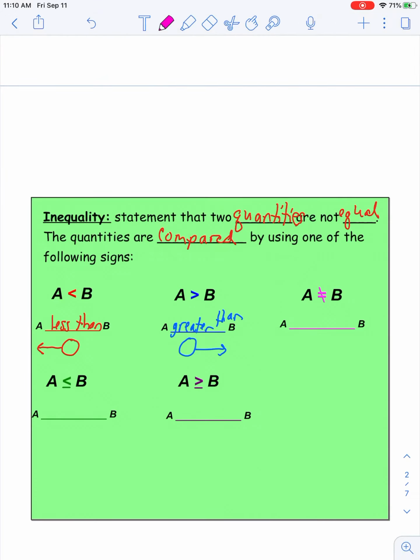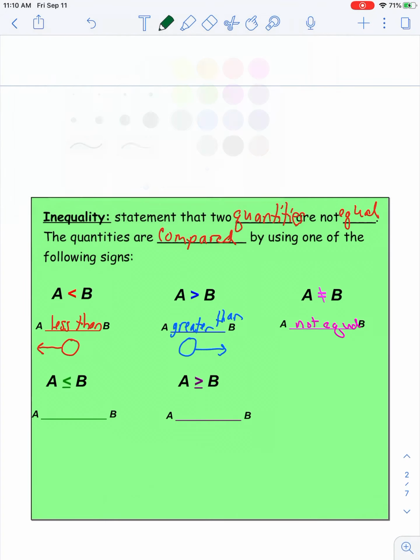The next one here is not equal to. So A is not equal to B. That's what that symbol means. I don't know if you've encountered that before, but I thought that would include it here.